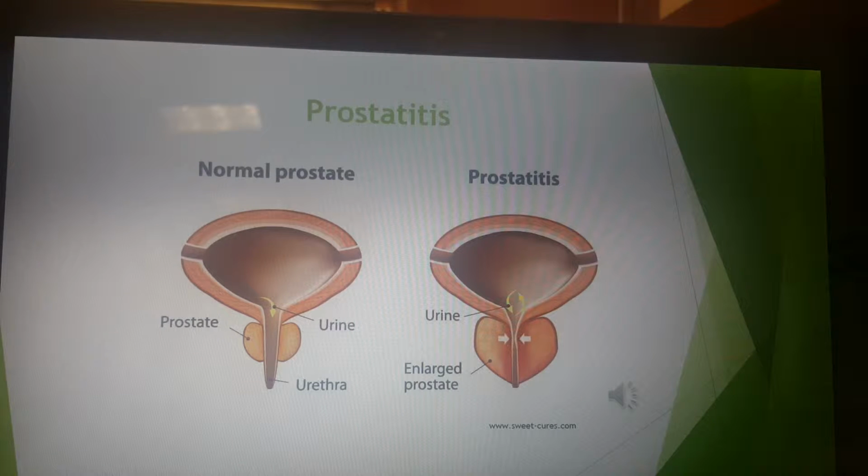The first topic of the session will include prostatitis. The picture on the left shows a normal prostate. The picture on the right shows an enlarged prostate.